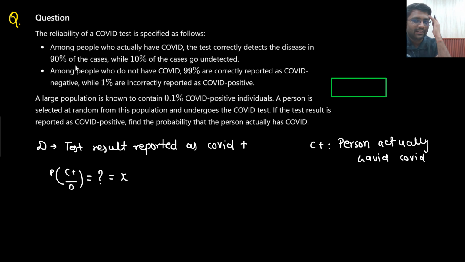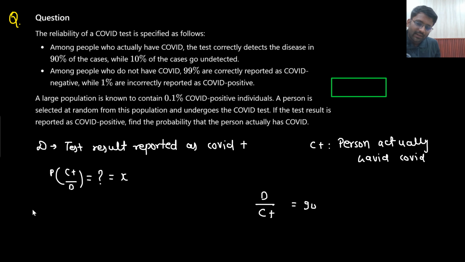Now let's see what is given. Among the people who are actually having COVID, the test correctly detects the disease in 90% of the cases, while 10% of the cases go undetected. What does that mean? There is a person who is actually having COVID, and the test is also saying that you are COVID positive. How many cases are there? 90% cases are there. Are you able to understand this point?